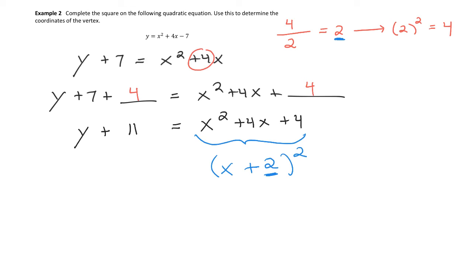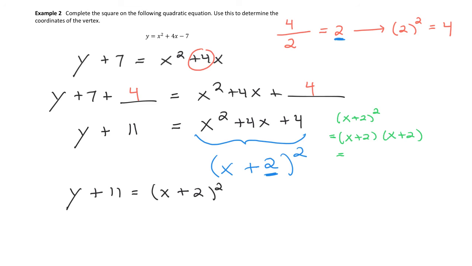To rewrite this whole thing again, we have y plus 11 is equal to, and I have x plus 2 squared. It might be worthwhile checking out why this in fact worked. So I'm going to do that off to the side, where I want to take this x plus 2, square it, just to verify that it's giving us x squared plus 4x plus 4. So let's see. I have x plus 2 squared. That's x plus 2 times x plus 2.